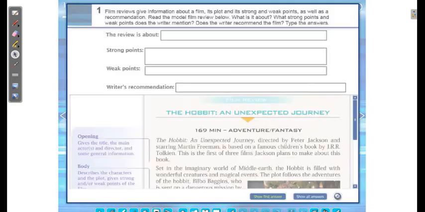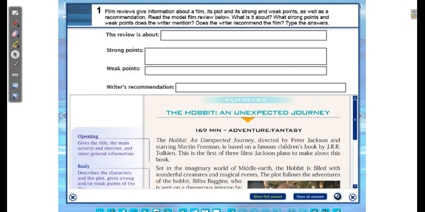So, film reviews give information about the film, as you know: its plot and its strong and weak points, and also recommendations. So we're going to talk about how to organize all this information. First of all, we're going to read the model below and you will have to think what it is about, the strong points and the weak points the writer mentions, and then the recommendations the writer gives.